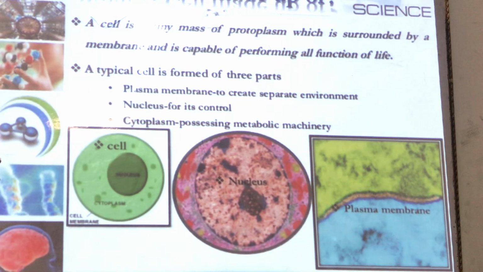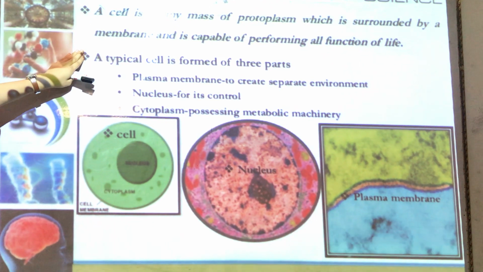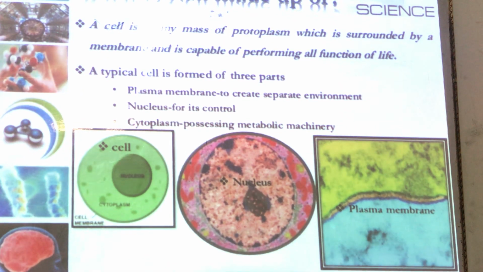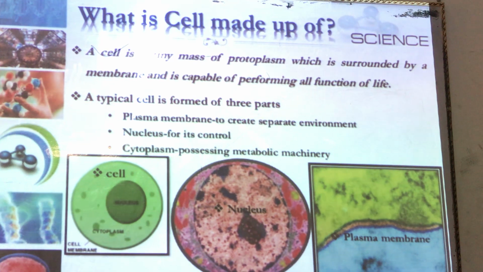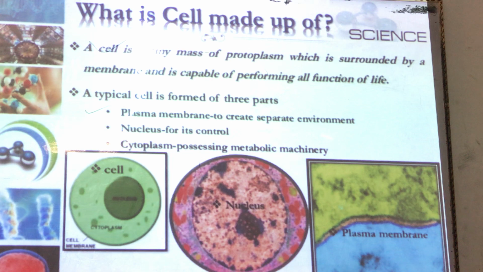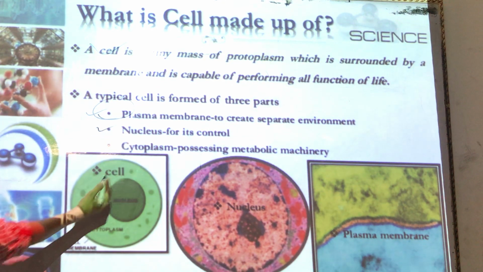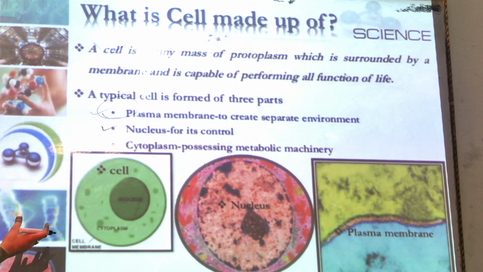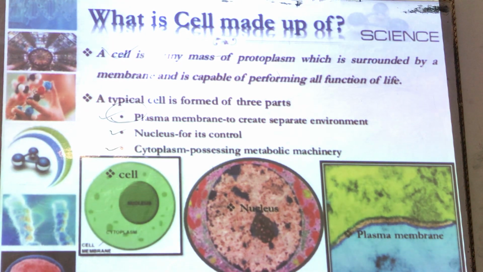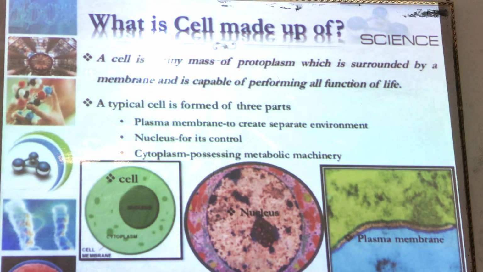That is the structure of a cell. What is a cell made up of? A cell is a tiny mass of protoplasm which is surrounded by a membrane and is capable of performing all functions of life. The plasma membrane is used to create a separate environment. We will study the plasma membrane in detail today. Next is the nucleus. It is used for carrying out control processes. Cytoplasm possesses the metabolic machinery. So let's take the plasma membrane in detail today.